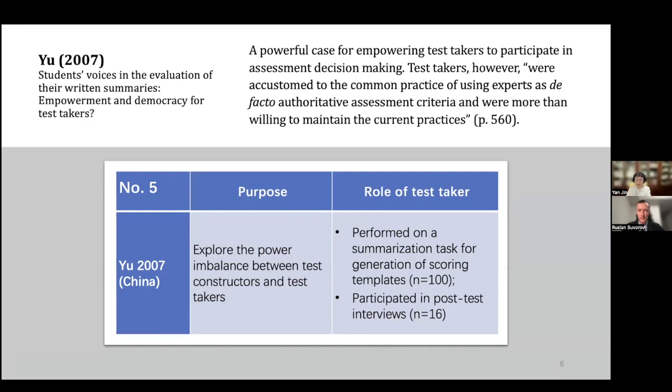In the next study by Yu 2007, he explored the power imbalance between test constructors and test takers. So test takers performed on a summarization task in order to generate scoring criteria. And some of them participated in post-test interviews. This is a powerful case for empowering test takers to participate in assessment decision-making.